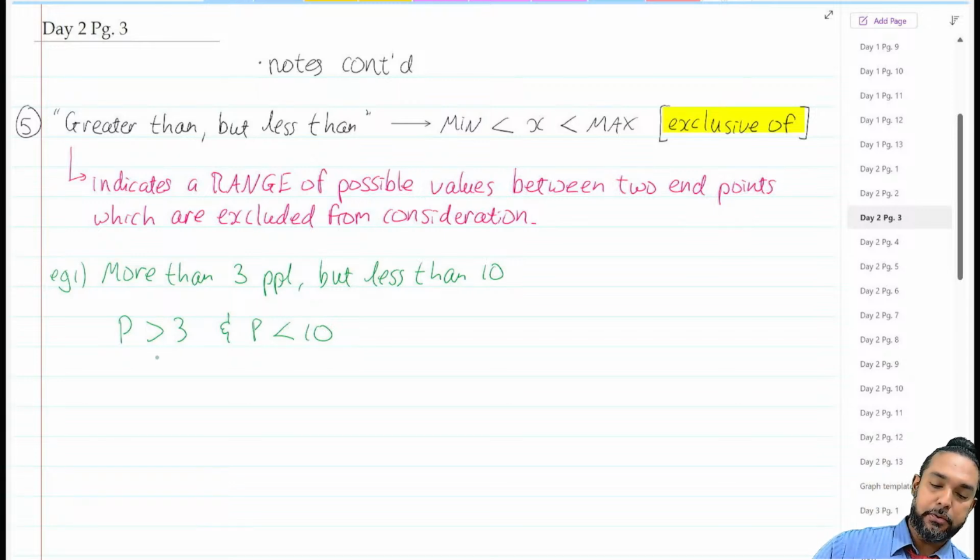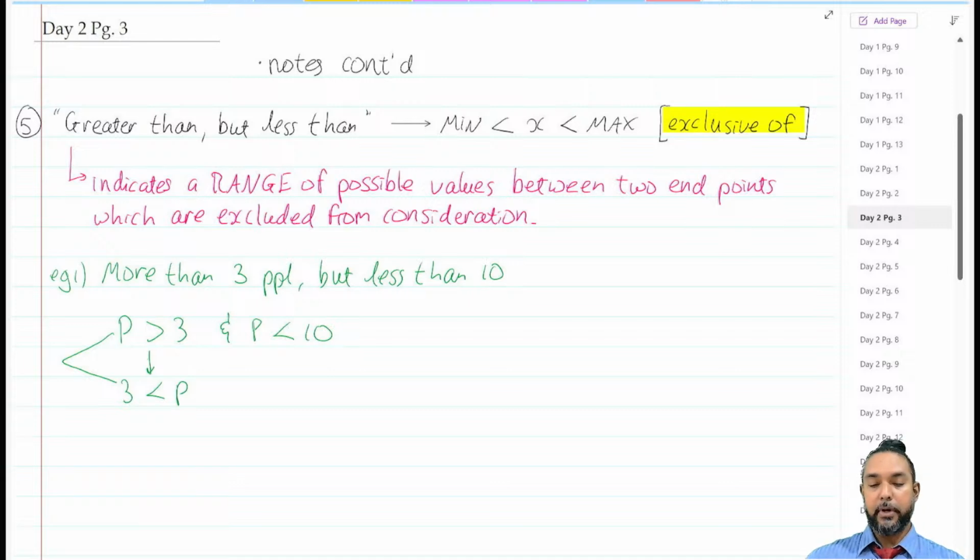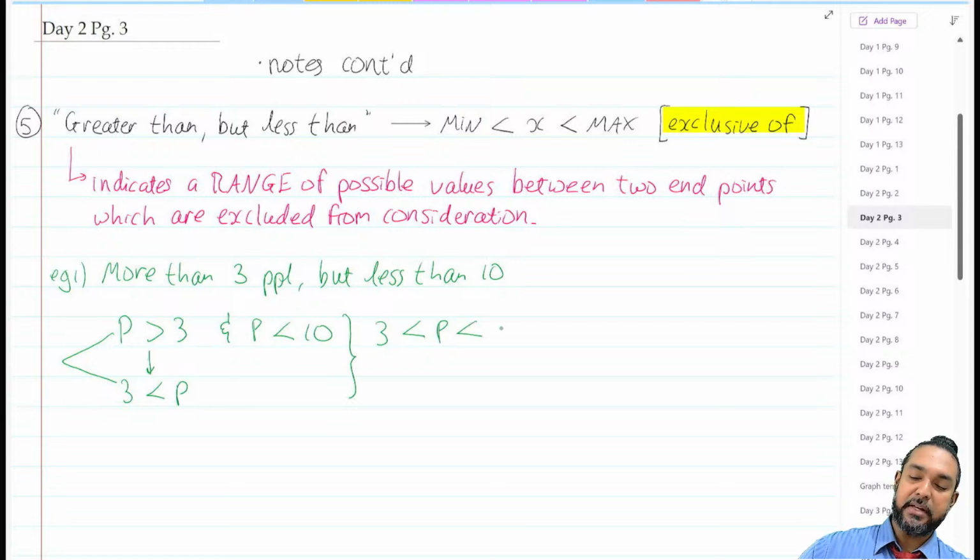Now, you could also write this as this. These two statements are indicating the same information. They're just read in the opposite direction. So either P is greater than 3, or 3 is less than P. And we could combine these two into a single statement, where we say 3 is less than P, which is less than 10. So 3 less than P less than 10.